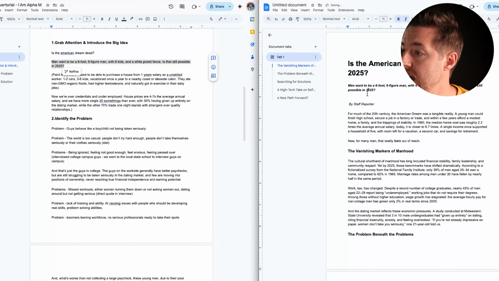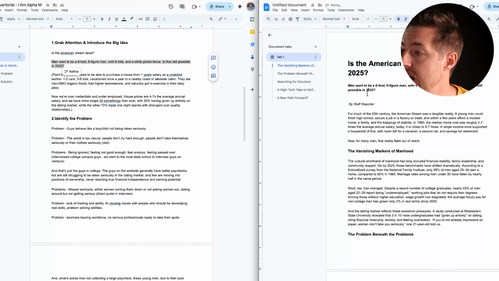According to a survey from the National Family Institute, only 39% of men 25 to 34 own a home compared to 62 in 1985. Marriage rates among men under 30 have fallen by nearly half in the same period. Work, too, has changed despite a record number of college graduates. Nearly 45% of men aged 22 to 29 report being underemployed, working jobs that do not require their degrees. Among those with higher education, wage growth has stagnated. The average hourly pay for non-college men has only grown 2% in real terms since 2000. I don't even know if that's true, but that sounds good. I highly doubt that's true.